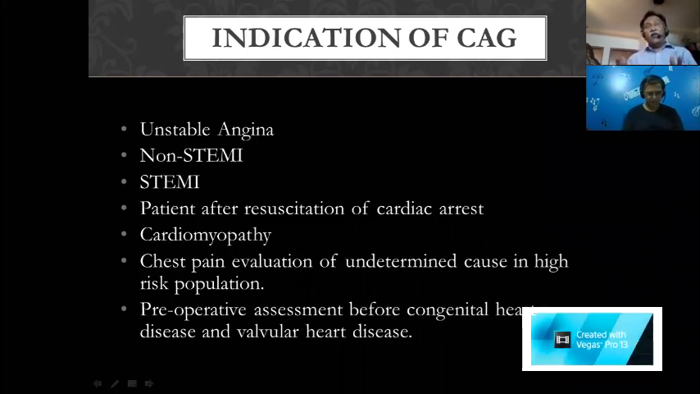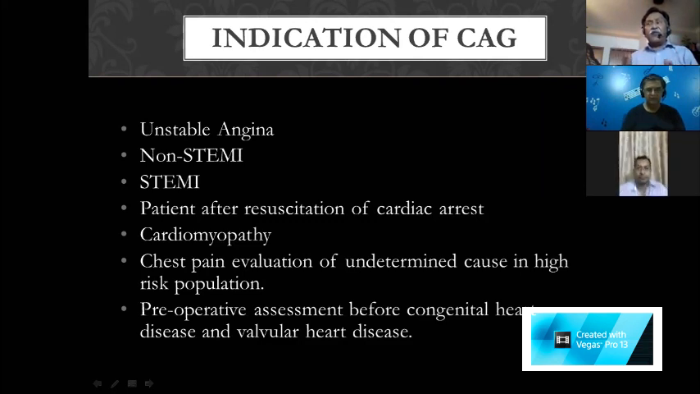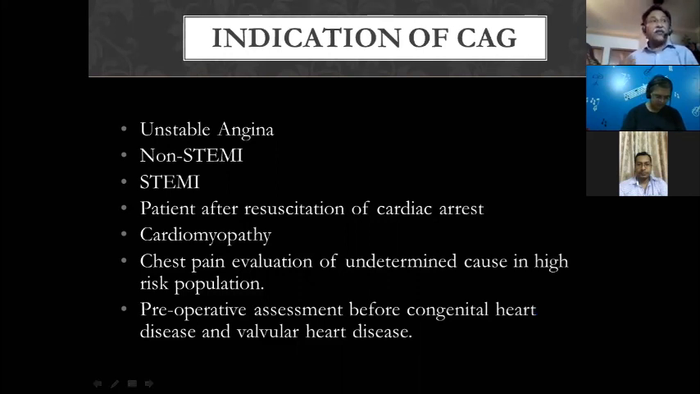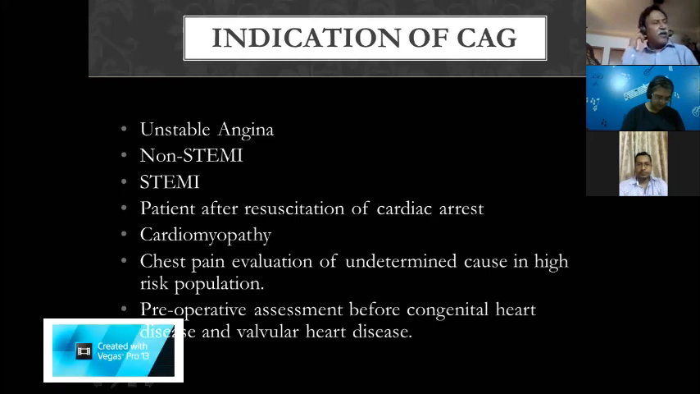Say for example, if a child has tetralogy of Fallot, and if we don't do an angiogram, and if we don't guide the surgeon about the right coronary artery or circumflex artery, its location, and if it crosses the RVOT, where the surgeon may need to augment that RVOT by patch augmentation, and accidentally may cut the coronary artery. That is the reason we do some congenital heart disease angiograms to guide the surgeon. Same with valvular heart disease before valve replacement, especially in males above 45 and females above 55.